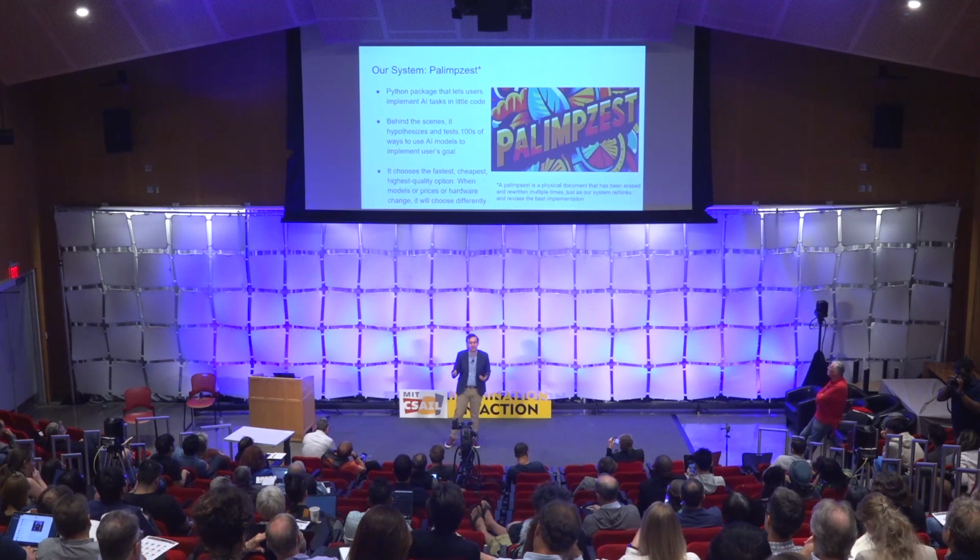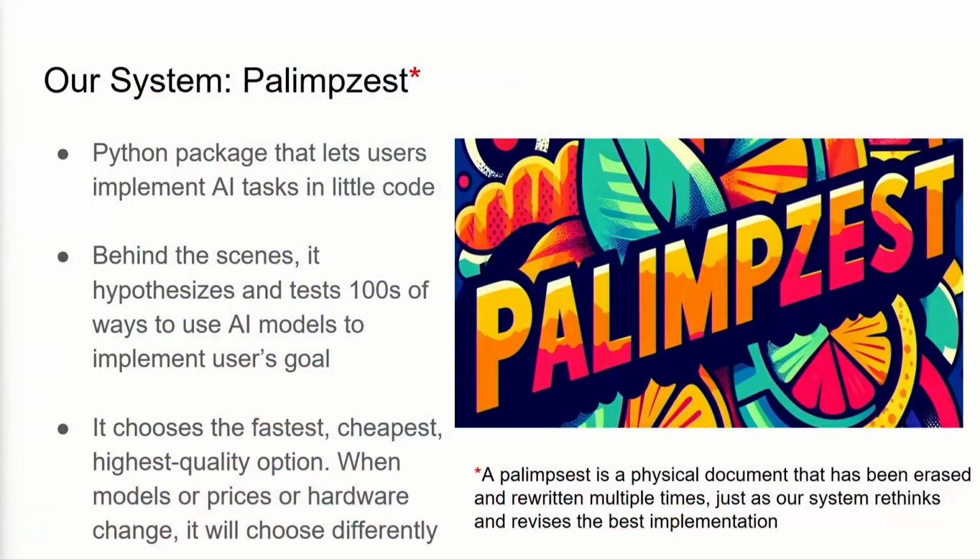Okay, so we've built a system that we call Palimpsest. Palimpsest is a Python package. You can download it and program with it in Python in your Jupyter notebook, however you like. And one feature that it offers is a high-level language for specifying a lot of these AI tasks in very little code. It's very succinct and nice to look at.